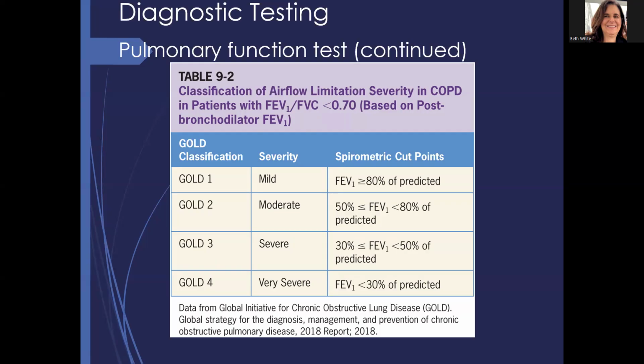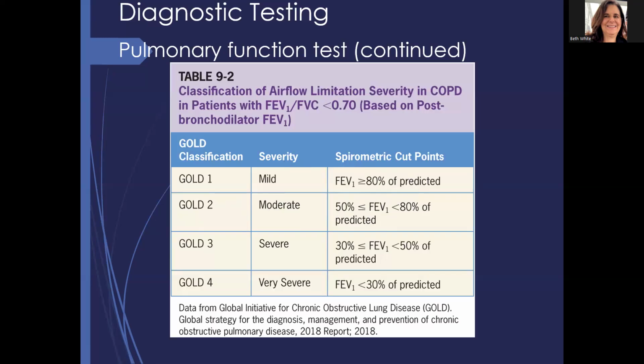Okay? These patients all have an FEV1 over FVC of less than 70% predicted based on their post-bronchodilator FEV1. So this is not pre-bronchodilator. This is post-bronchodilator. Okay, so GOLD classification 1 is mild COPD. Their FEV1 is greater than or equal to 80% of predicted. GOLD 2, which is moderate, is 50 to 80% FEV1.